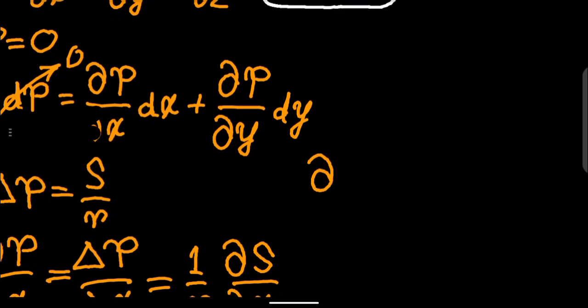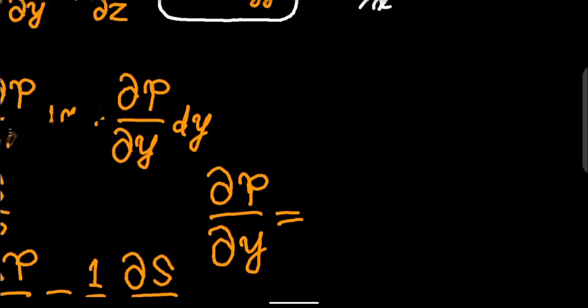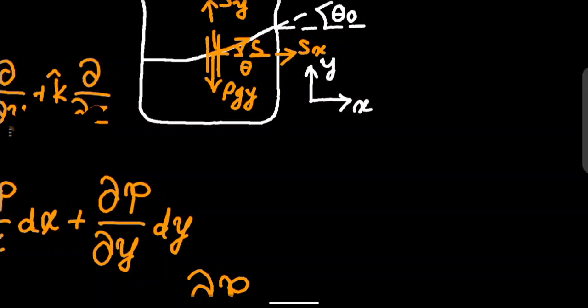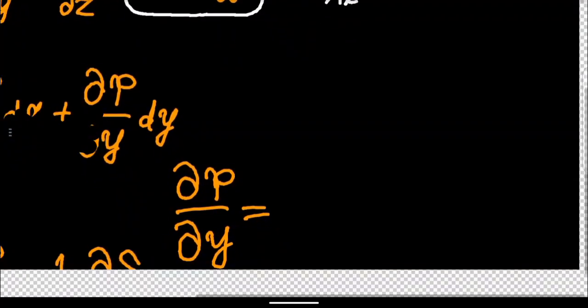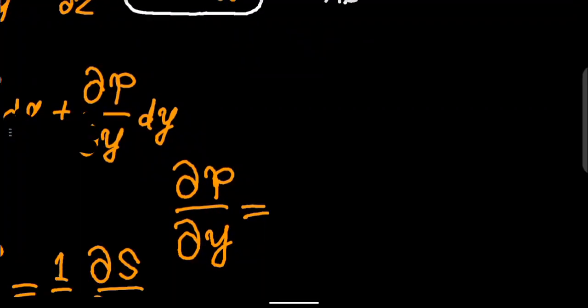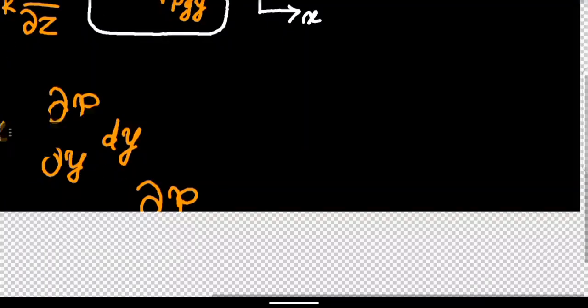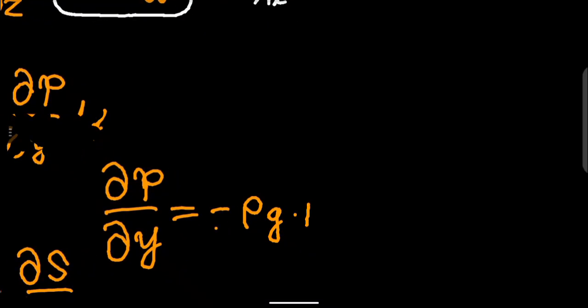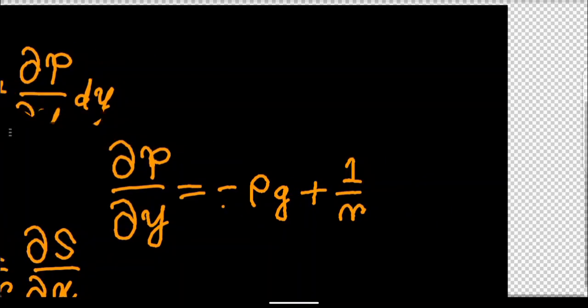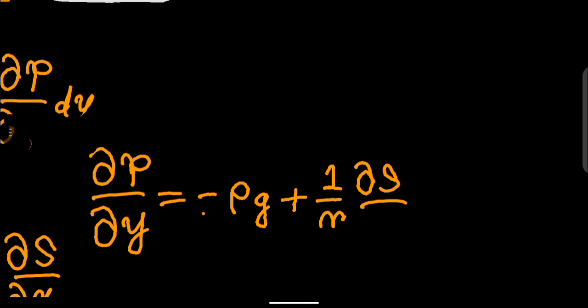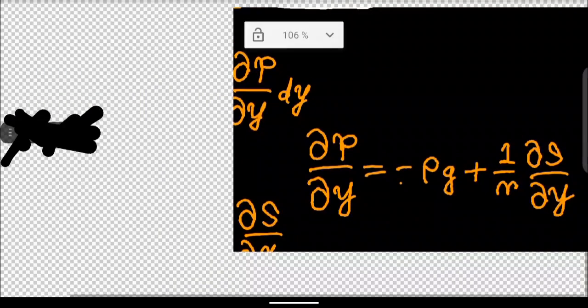And for del P del Y, there is another catch, which is that for del P del Y, there is a component of this rho g y. Okay. So, you cannot directly write 1 by R del S by del X. You have to consider the rho g first, and as it is downwards, I am considering minus. You can see the convention. Upward is plus. So this is minus rho g, and plus similarly 1 by R, where R is the radius of curvature. This will be del S by del Y. Okay. I hope you get this.